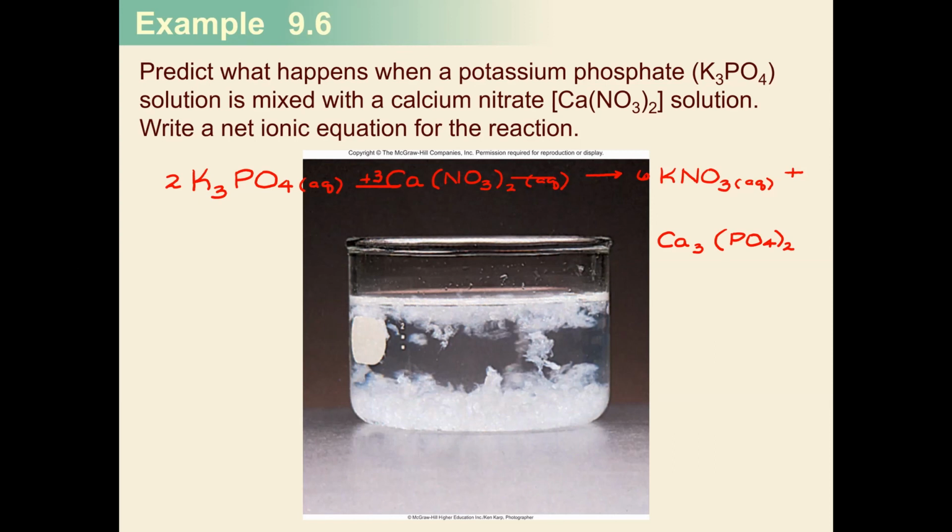But now we have to think of the solubility rules. Phosphates are usually insoluble, except for those of the alkali metals and ammonia. Calcium is not one of those. This is going to form a solid, and that is the white solid you see in the picture. So now what we need to do is write the net ionic equation.